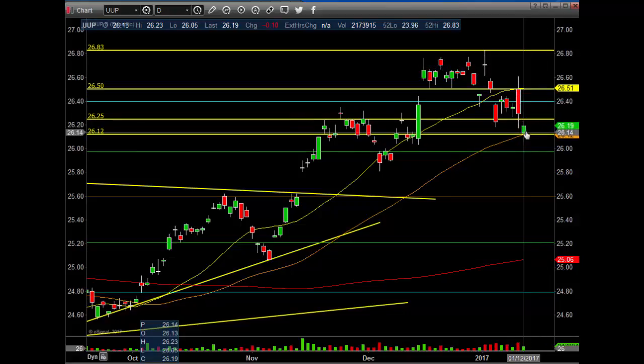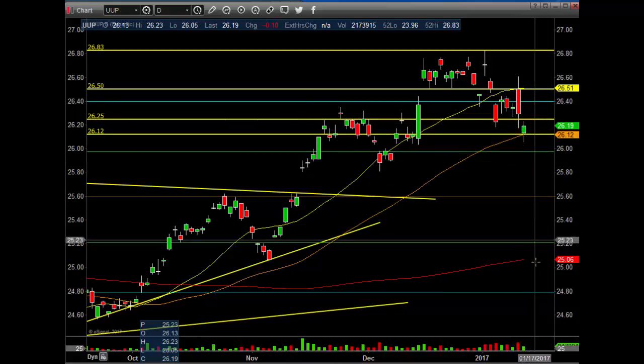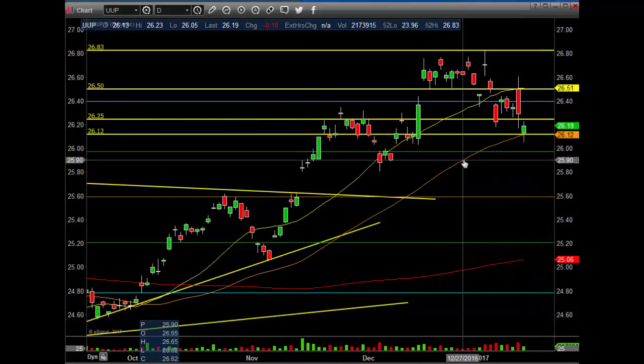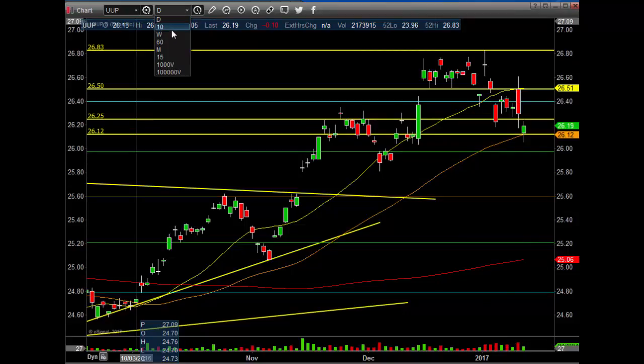If you're short the dollar, you want to consolidate on this 50 and then move across, or just gap down and start cranking downwards. Maybe we do come down here, fill this gap, and maybe this gap down here around 25.59. Who knows? We'll keep an eye on this and see where it goes.